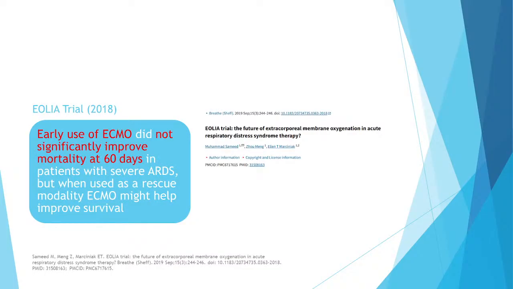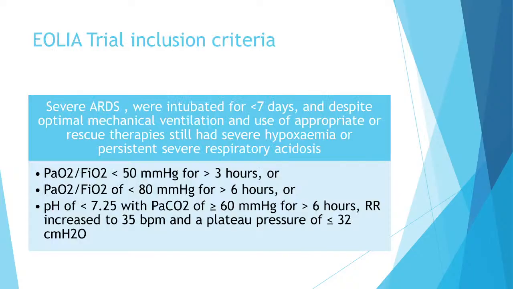The EOLIA trial said early use of ECMO. They defined some predefined inclusion criteria. If the patient fulfilled the criteria, regardless of whether the patient needed it or was maintaining, they started ECMO early. Early use of ECMO did not significantly improve mortality at 60 days. Now pooling the data from both the trials and the meta-analysis. Before going into the recommendation, I am mentioning this because it is mentioned in the recommendation. This has to be used if you are considering ECMO.